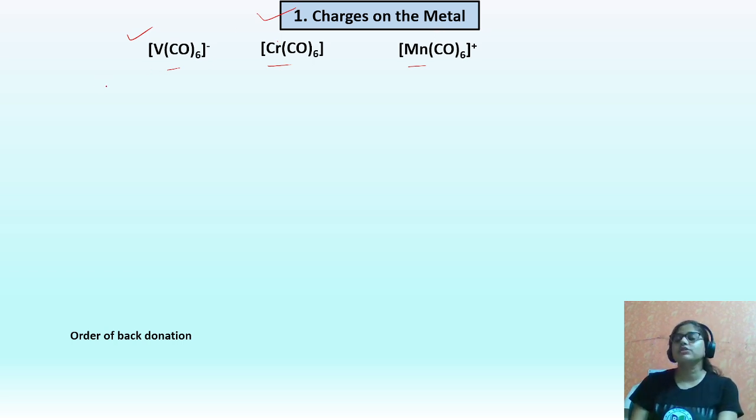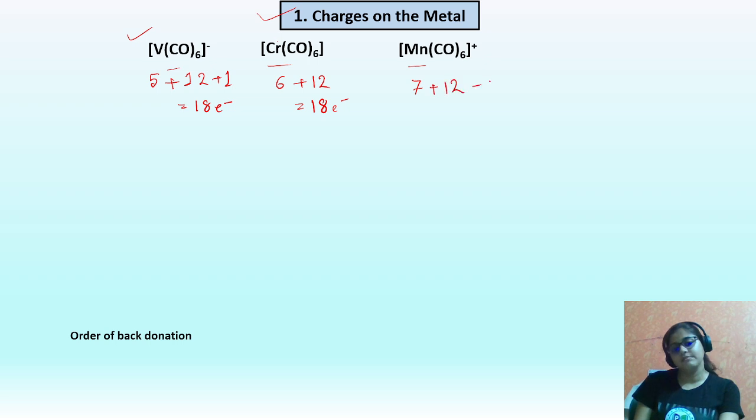Let's count their total electrons. Vanadium is d3, right? We have to take 5 electrons, now 12 plus 1, it will be 18 electrons. Chromium is 6, 12, 18 again. Now here 7, 12 minus 1, so it will also be 18 electrons. So we can't differentiate here by the total electrons, but by the charges.